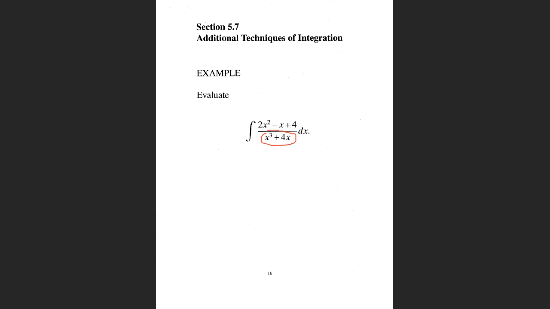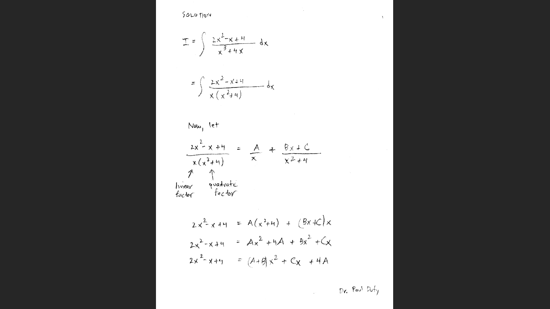So, all right, let's go ahead to the next page where we have our solution. And indeed, we can factor an x out of x cubed plus 4x. Okay, so take a moment here, and this is the partial fraction expansion down here. Let me give you a moment to copy, and then we'll talk about it.